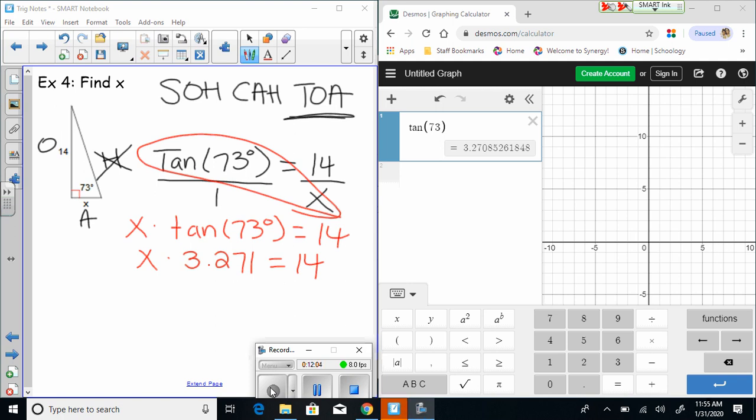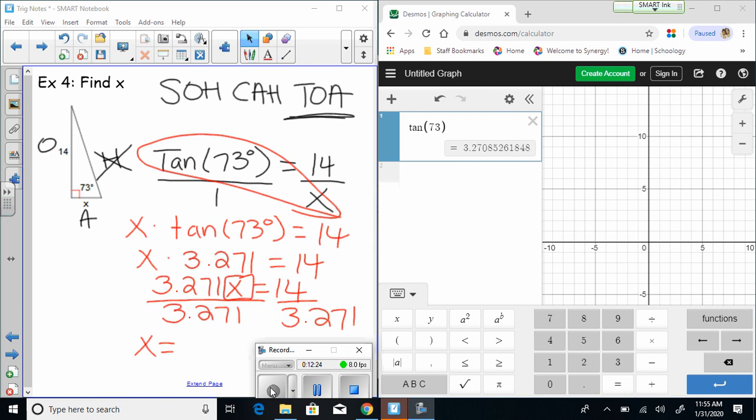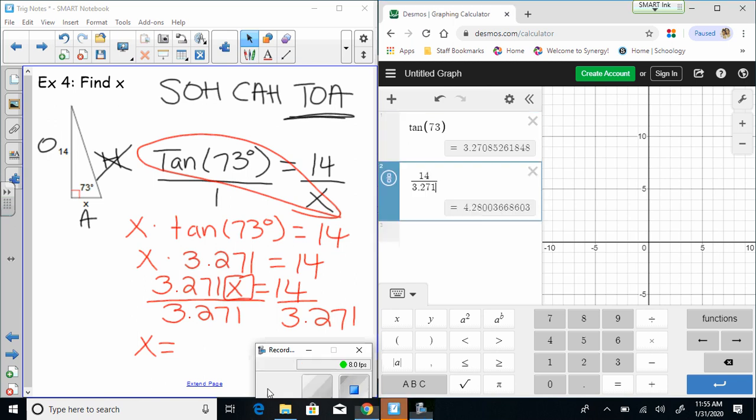The X is multiplied by 3.271. You could also rewrite it to look like this. That makes you feel better. So we need to get X by itself. So all we're going to do is divide by 3.271. And so now we're going to do that in a calculator and figure out what X is. And so rounding to the nearest tenth, we can get 4.3. So that means this adjacent side is 4.3 units long.